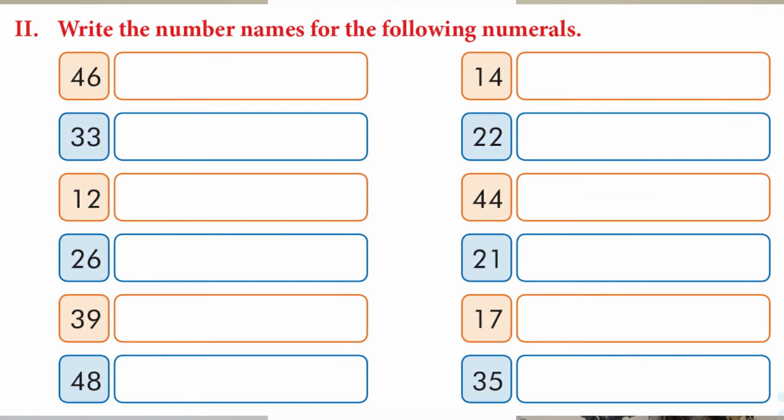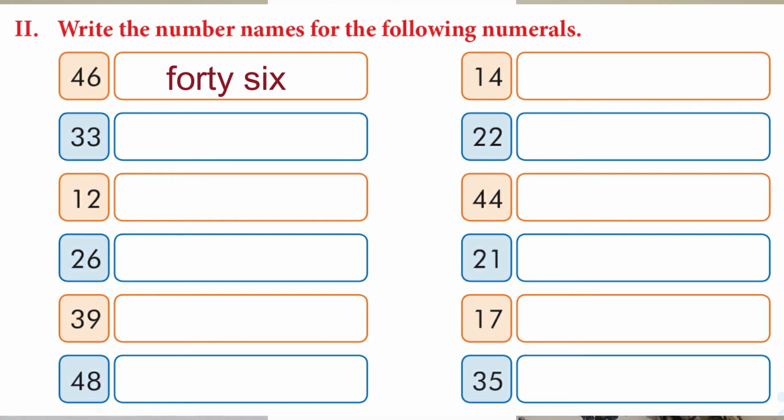Now the next activity, if you notice, here they have given you the numerals and you have to write down the number names for each numeral. So let's look into that. Here they said write the number names for the following numerals. First one they have given is 4, 6. What is 4, 6? It is 46. Very good. So you should write down FORTY is 40 and then SIX is 6.